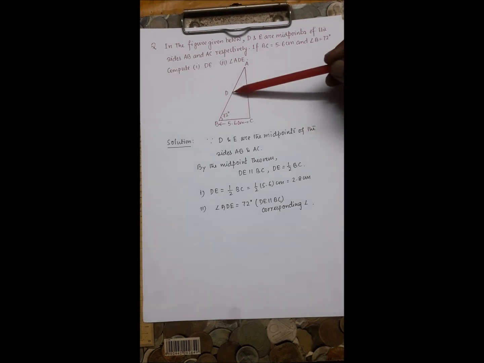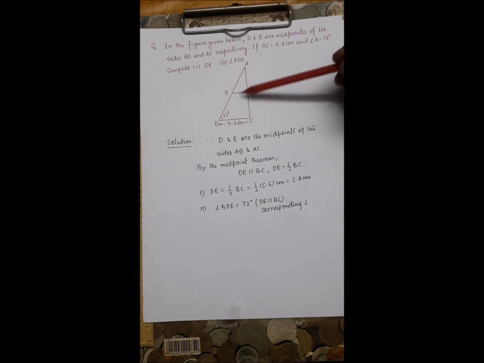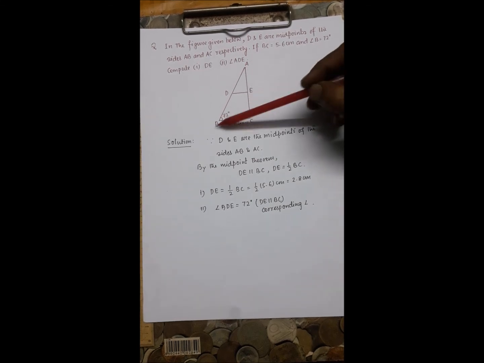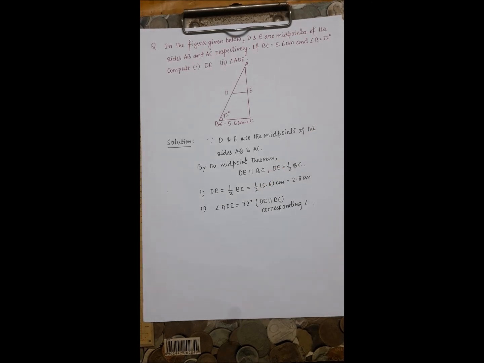And angle ADE equals 72 degrees. Since these two lines are parallel to each other, they are corresponding angles, as the line AB is the transversal. So angle ADE equals 72 degrees as DE is parallel to BC and they are corresponding angles.